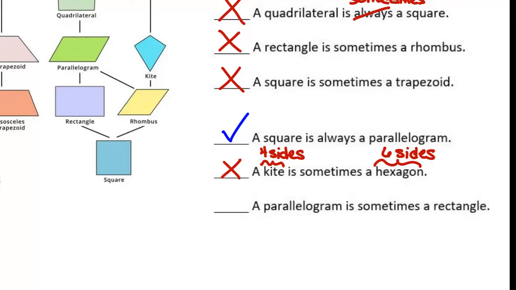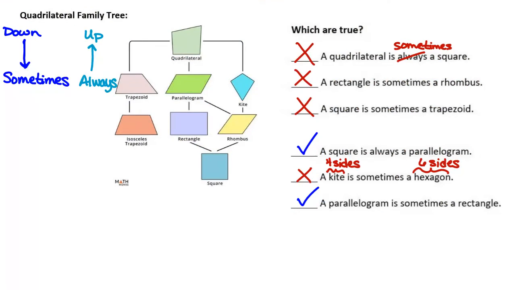A parallelogram is sometimes a rectangle. True. A parallelogram is sometimes a rectangle. We're going from here and we're moving down, so that would be a sometimes situation.